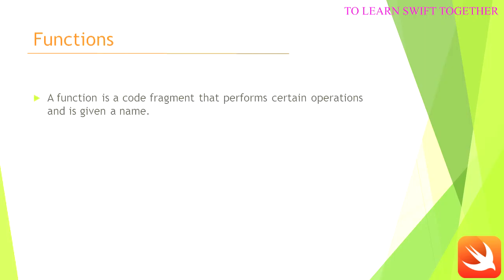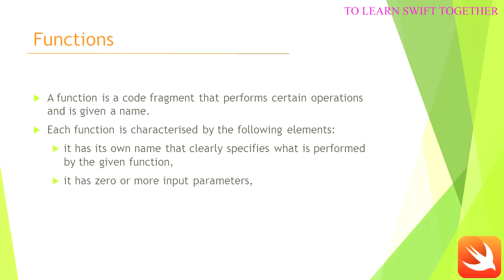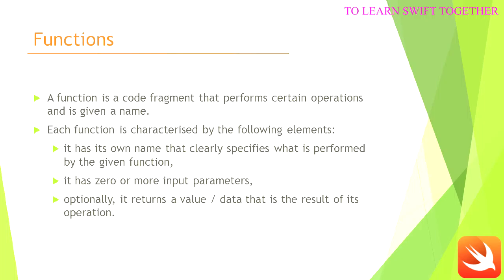A function is a code fragment that performs certain operations and which has been given a name. Each function is characterized by the following elements. It has its own name, which clearly specifies what the given function performs, or at least it should. It has 0 or more input parameters, and optionally, it returns a value or the data that is the result of its operation.